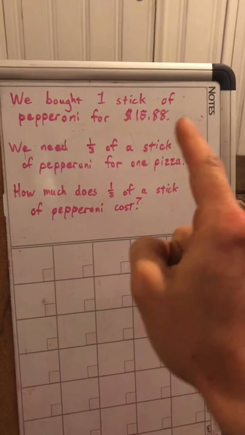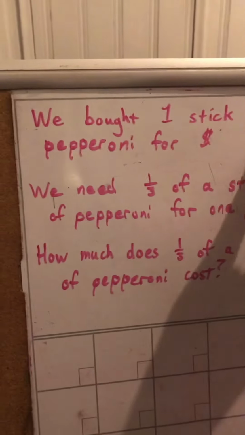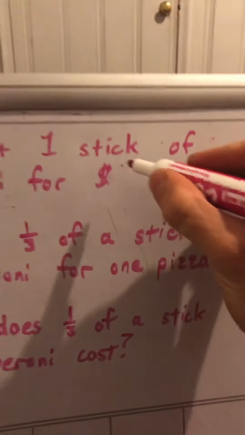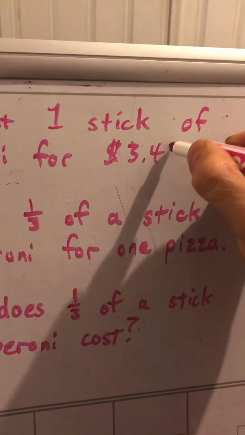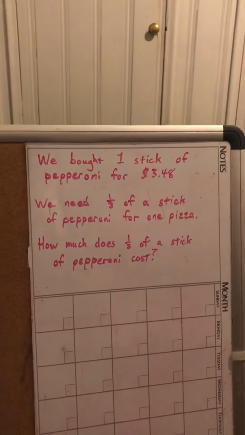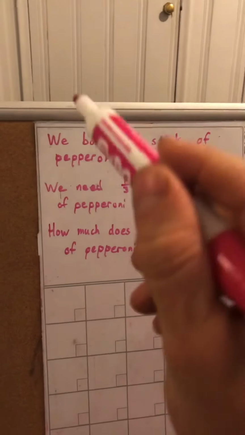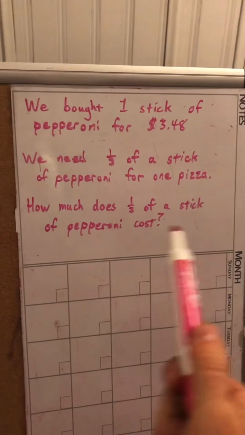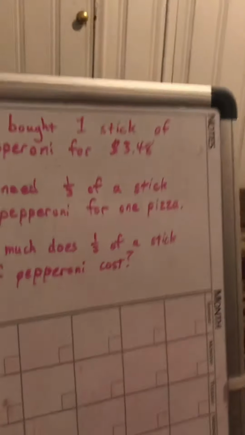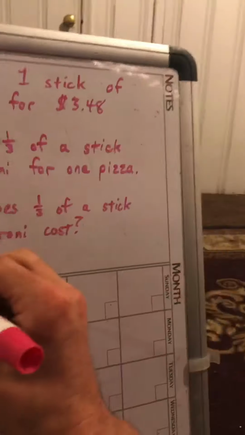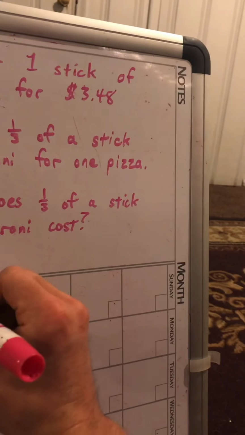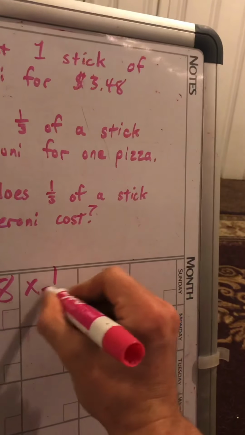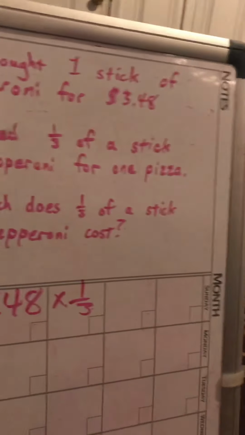We bought one stick of pepperoni, not for $15.88, but for $3.48. That was the cost of the bag of cheese. We bought 1 stick of pepperoni for $3.48. We need 1/3 of a stick of pepperoni for 1 pizza. How much does 1/3 of a stick of pepperoni cost? That's what we need to figure out. So in order to do that, we need to multiply $3.48 by 1/3 to find out what 1/3 of 348 is.